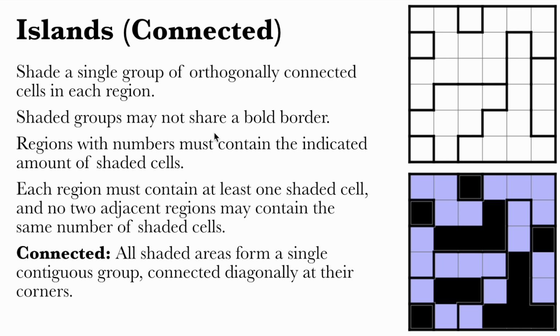And this particular puzzle uses the connected variant. The connected variant means that all shaded areas form a single contiguous group connected diagonally at their corners. So this region has 4 shaded cells right here. This little block of shaded cells must touch other ones at the corners such that we can go from any shaded cell to any other one in the grid by going through the shaded squares even diagonally. So we get one connected blob. Those are the rules of islands with a connected variant, so it's time to solve a puzzle.